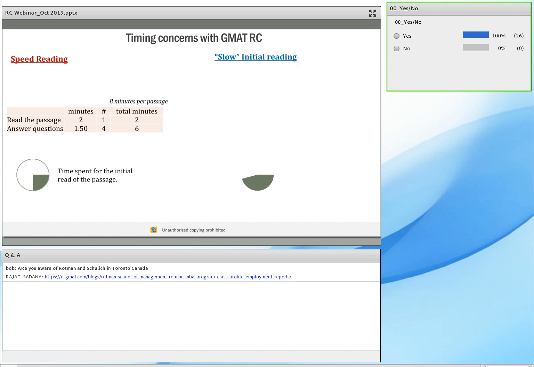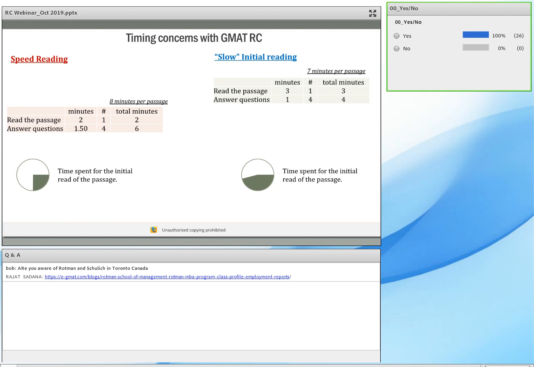Now, according to the slow initial reading method that I've been talking about in this session, what you need to do is simply redistribute the time. Instead of spending 2 minutes on the passage, I want you to spend 3 minutes on a short passage. If you spend 3 minutes on a short passage, there is no reason why you would need to spend more than a minute to solve each question. So essentially, you're taking 3 minutes to read the passage and 4 minutes to solve all the 4 questions. And this is also at the higher end of the time that you will take. Essentially, you'll end up taking fewer than 8 minutes to solve each passage. And the time distribution is as shown over here.